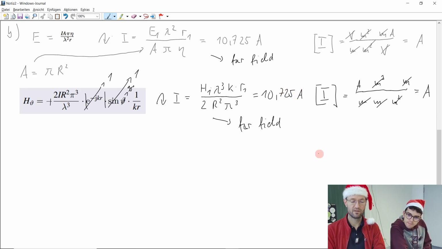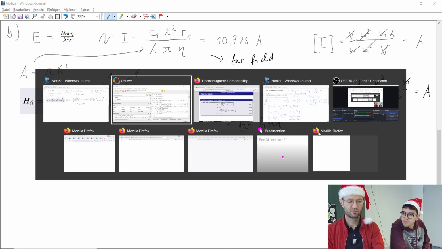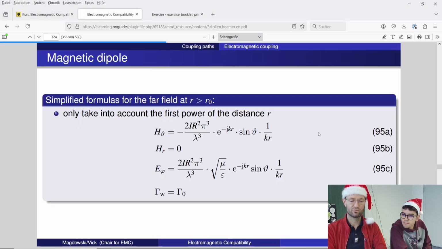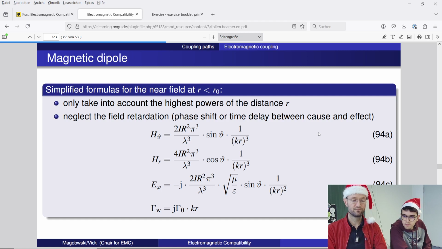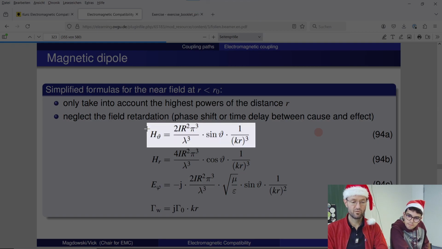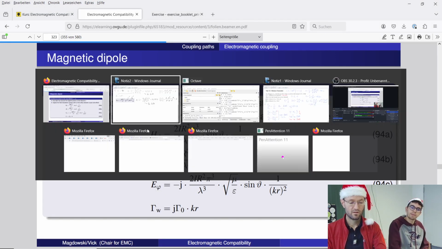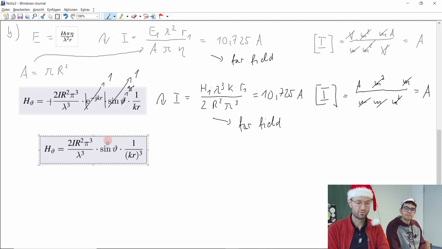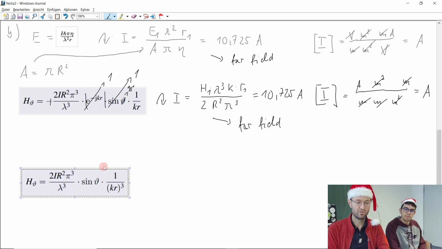10.725 ampere. And yeah, it does not really make sense to start with the next task. So what we can just try out here to see if it works, if we use a formula for the near field, for example this one, which is the main field strength component. So let me copy this formula here and go back to the drawing program. So now we do near field stuff.